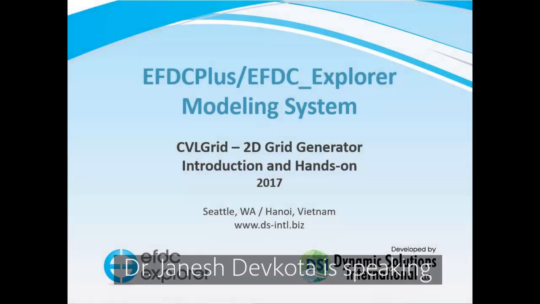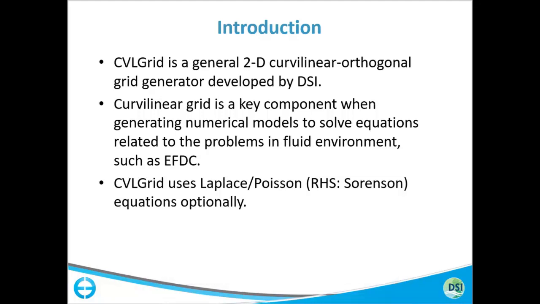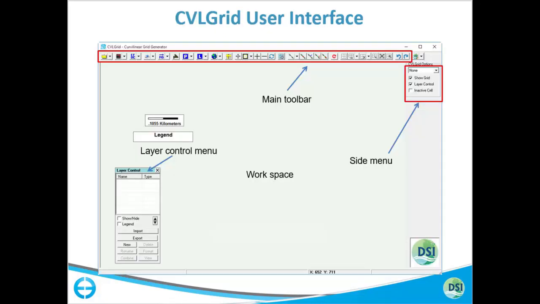In this morning session, first we will go over CBL Grid. The CBL Grid is a 2D orthogonal grid generator developed by DSI, which uses the Laplace equation to create the grid. I'm not going to go over a lot of theory because you can go over and over and still forget. The important thing is I want you to get introduced to the interface, how you can do things quickly, and we'll do a hands-on example for New York Harbor.